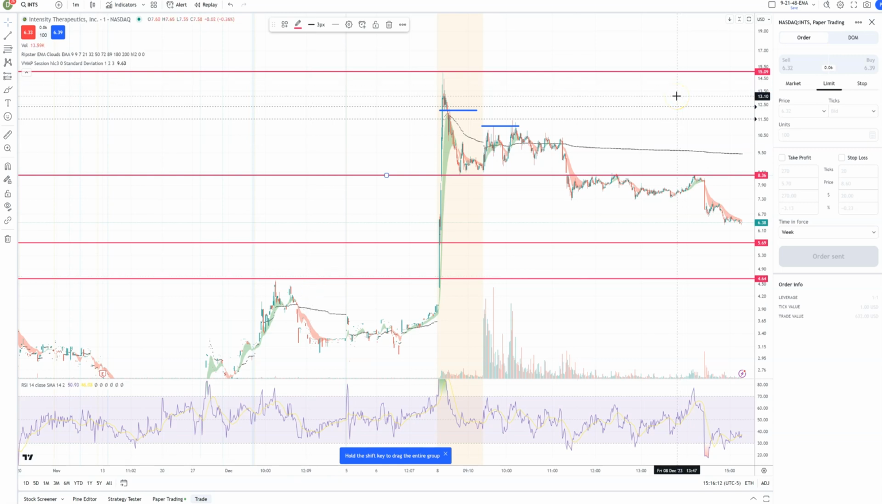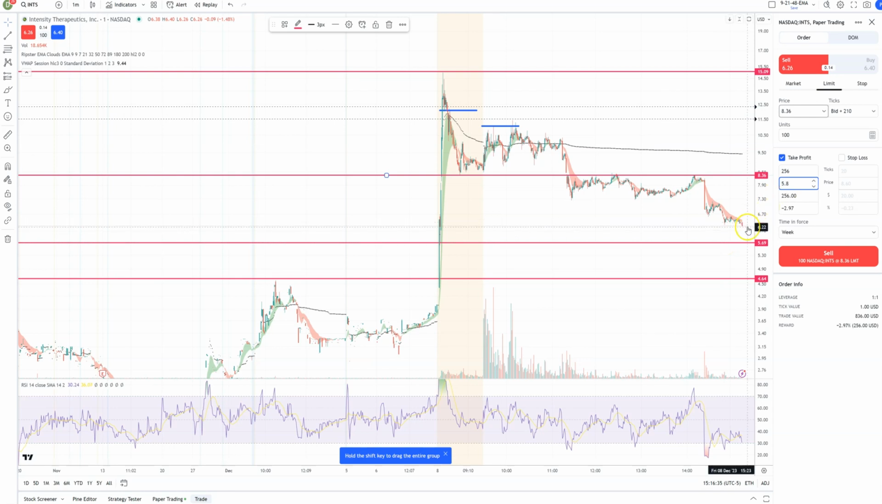So how do we want to do it? We want to sell the stock at the 8.36 area, because I know this is the area acting like a resistance. So we want to sell 100. I want to take profit. Based on the chart, I see that the stock can come all the way to 5.7. So let's say I put 5.8. Once it comes to 5.8, I will close, I will take my profit.